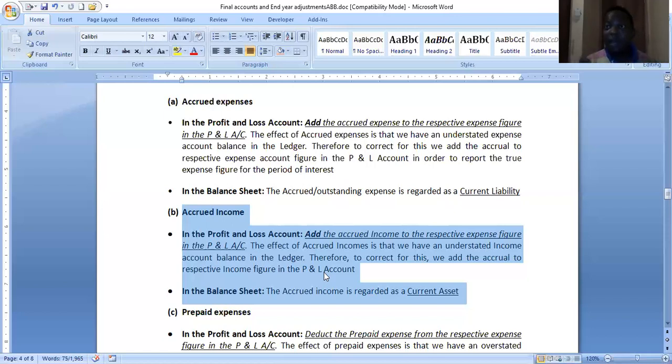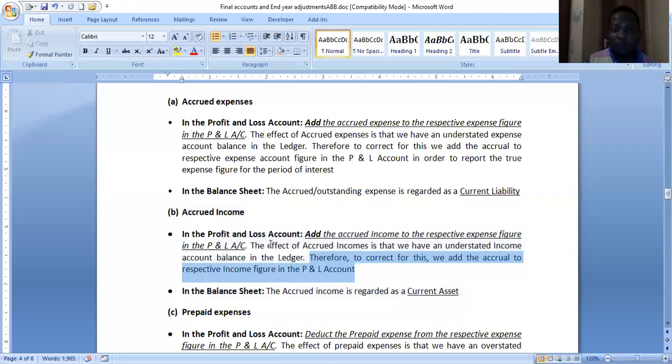But this income has already been earned. It's only that we have not yet received the money on it. So as such, there will be an understatement in the affected income account. To correct for this, we add the accrued income in the affected income account. So if it is rent for the month of June, which we have not received, we still have to recognize this rent, regardless of whether it has been received or not. So this rent has to be added to the respective income account.